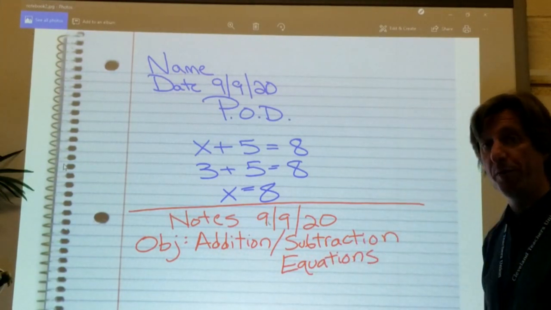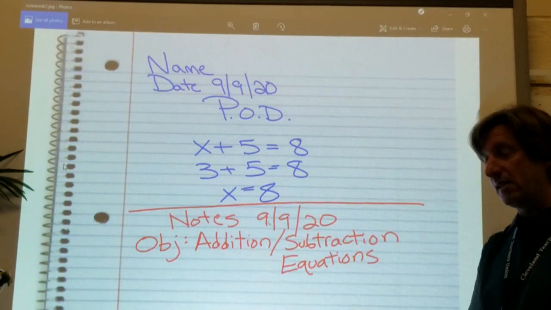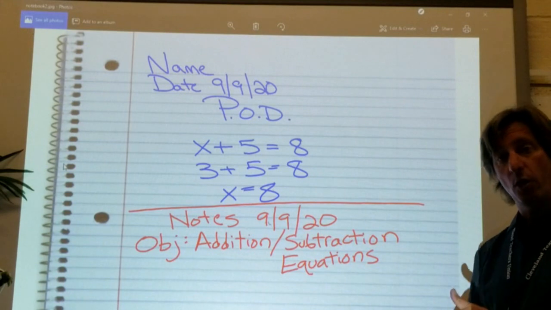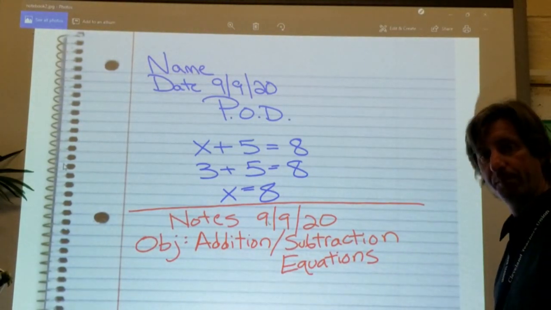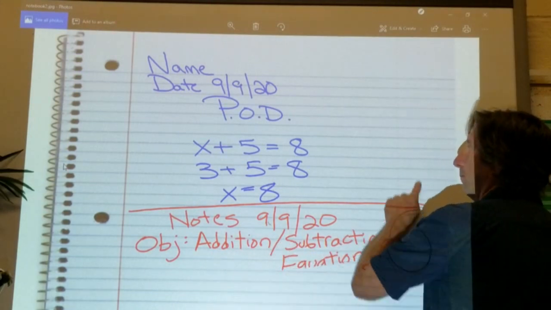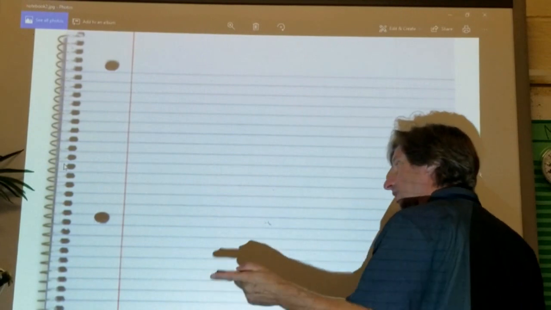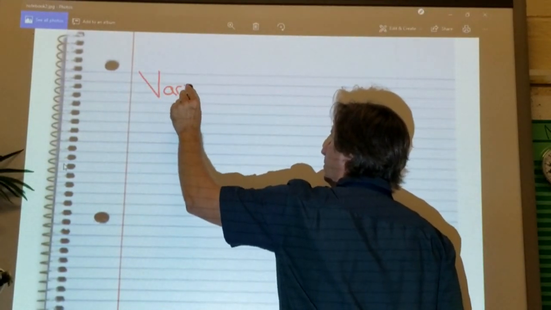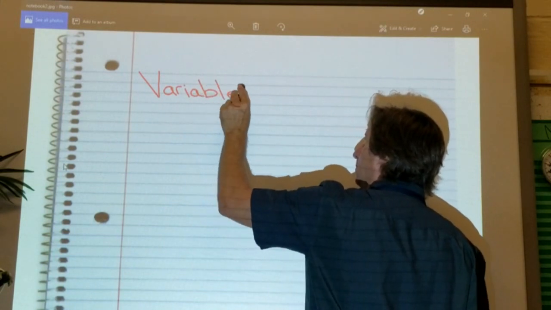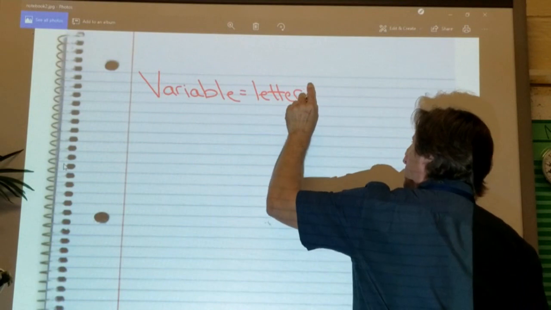And I'm going to move fast, but you can hit pause on the video anytime you need to stop to write something down. So go ahead and pause this and write it down. Okay. All right, so things we need to know. A variable is a letter that stands for a number.